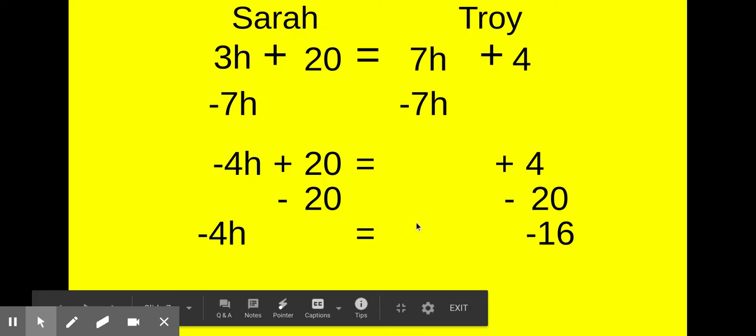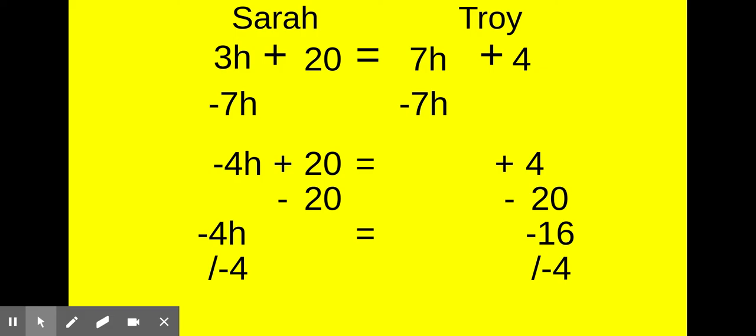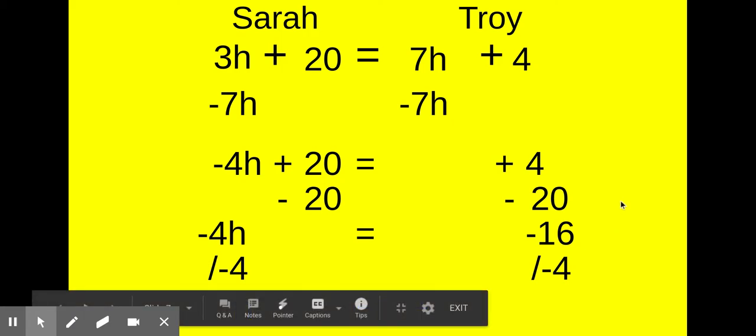So I'm going to do the inverse, which is division. I'm going to divide both sides by negative 4. When I divide both sides by negative 4, my negative 4s are going to cancel out. On the other side, my negatives are going to cancel out, and 16 divided by 4 is 4. So my answer is going to be h equals 4. And that shows that they worked 4 hours each. So if they make the same amount, they worked 4 hours each.